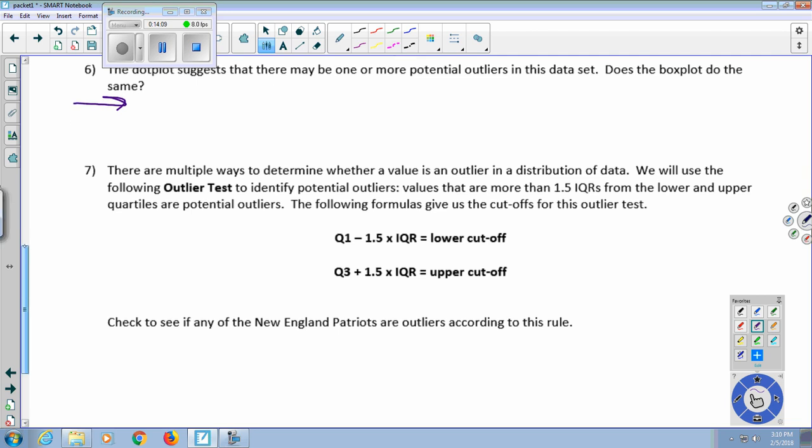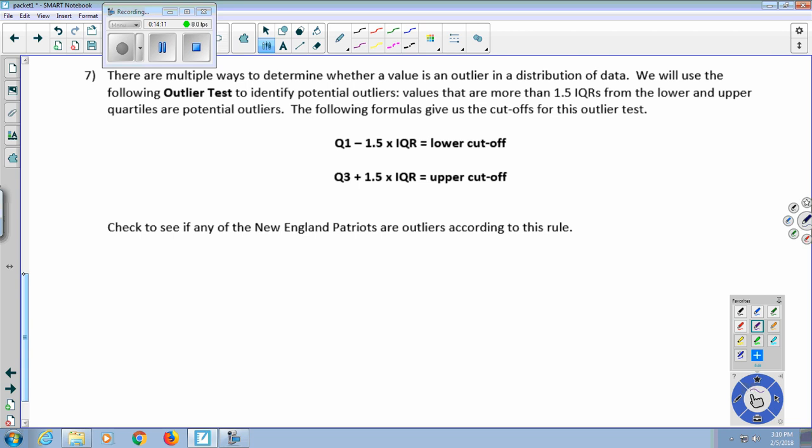So here is one important feature that we can do: we can calculate an outlier test to identify potential outliers.